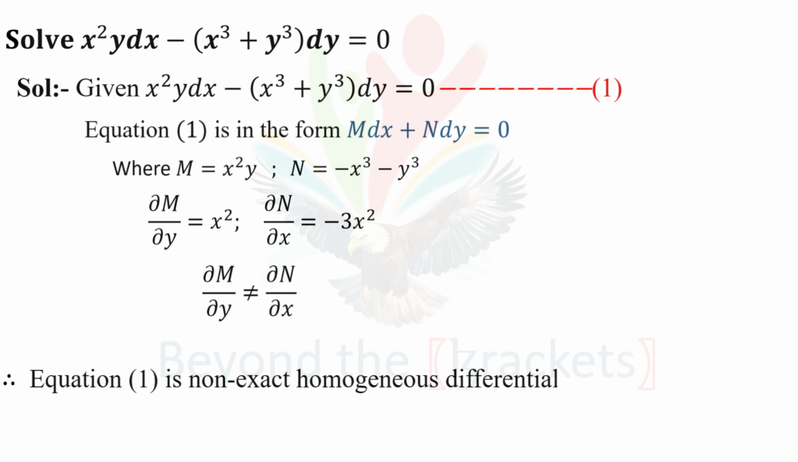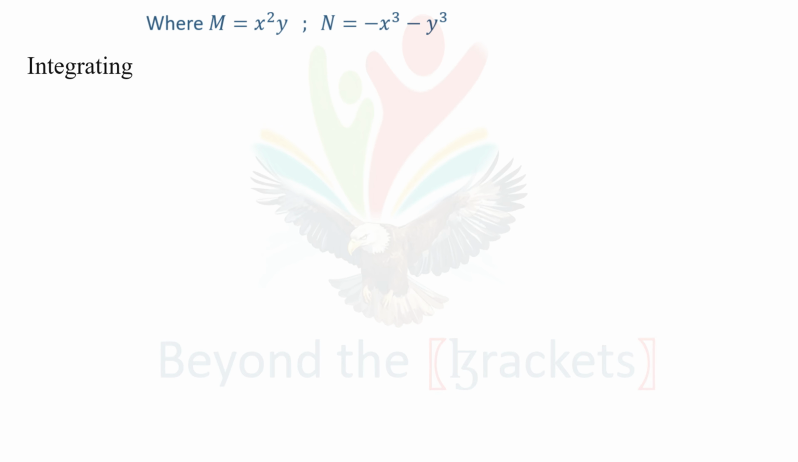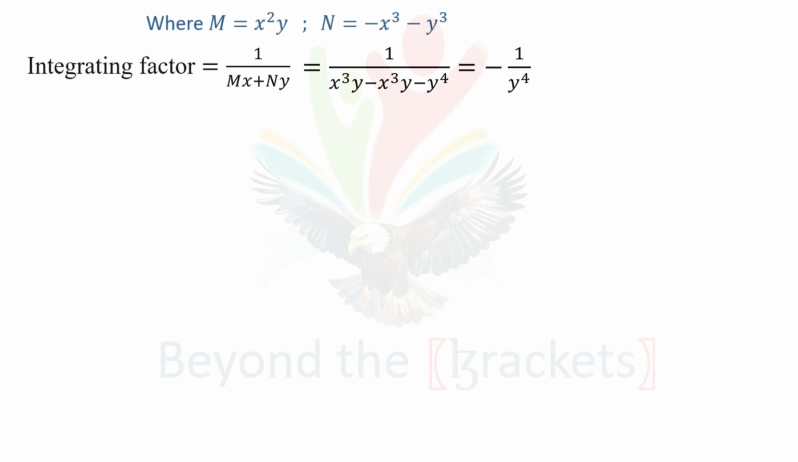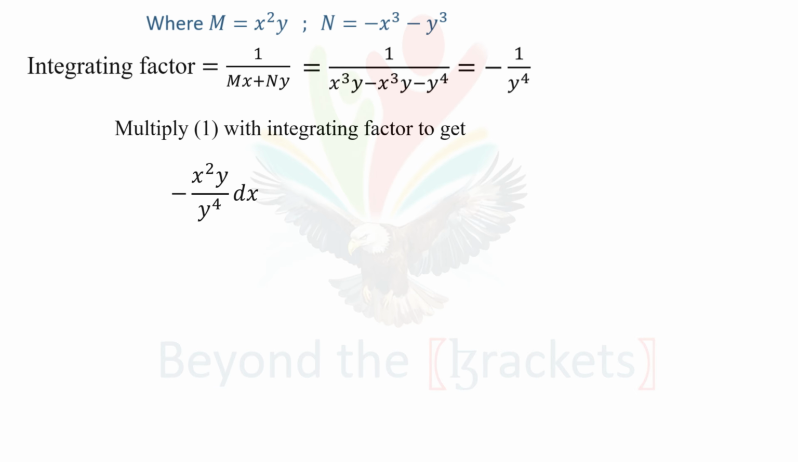To make this equation exact, we need to multiply it by an integrating factor. For a homogeneous differential equation, the integrating factor is given by 1 by Mx plus Ny. Mx is x cube y and Ny is minus x cube y minus y power 4. So the integrating factor is minus 1 by y power 4. Multiplying equation 1 with the integrating factor, we get a new differential equation.